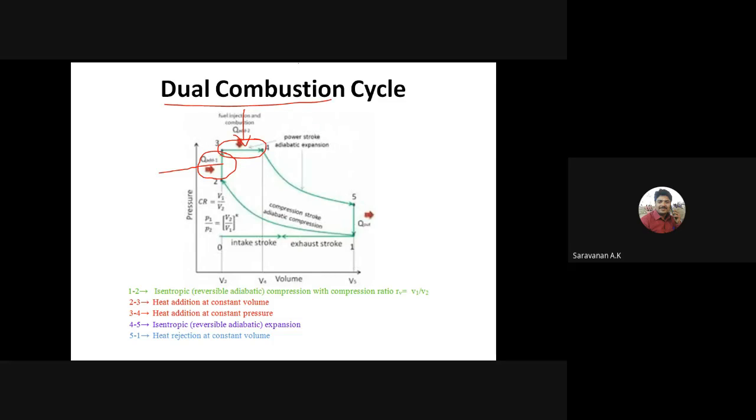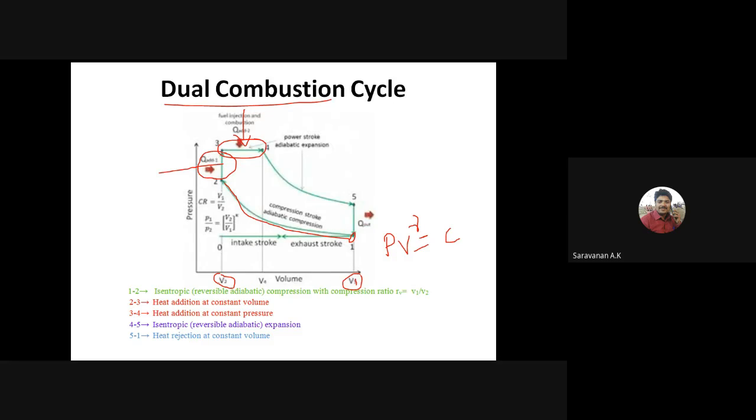The first process, point 1 to point 2, is the adiabatic compression process, where we use PV^gamma = C. Here we have a compression ratio. Before the compression, what is the volume, and after compression, what is the volume? So our compression ratio is V1 by V2.